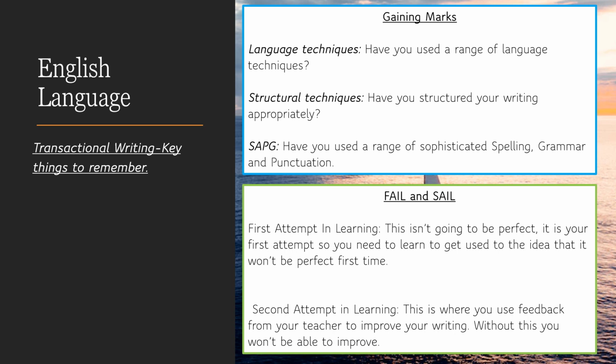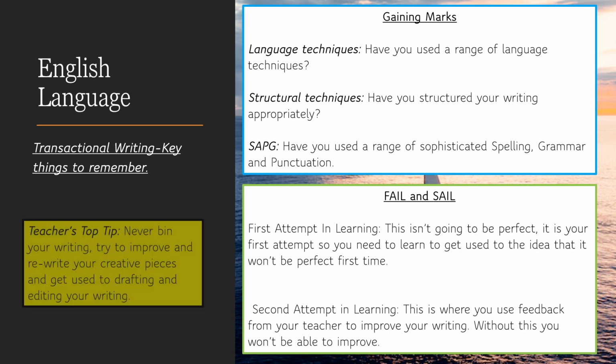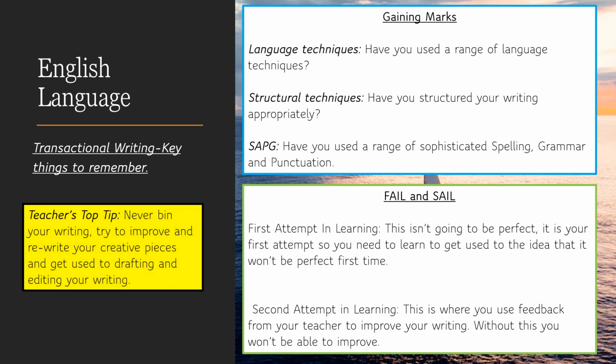Now with the second attempt at learning, this is where you use that feedback from your teacher to improve your writing, and without this you really won't be able to improve and make sure you can pass your actual assessment as well. If you think about a teacher's top tip as well, never bin your writing. Try and improve and rewrite your creative pieces and get used to drafting and editing your writing. And this is also going to help you to track your progress.